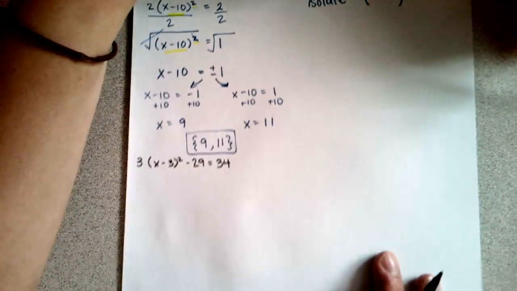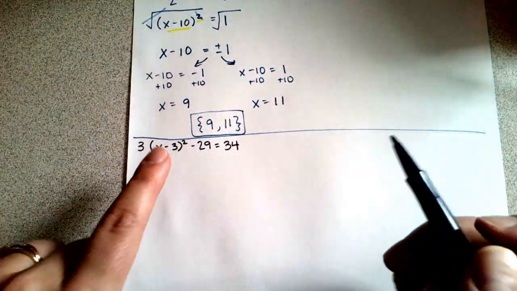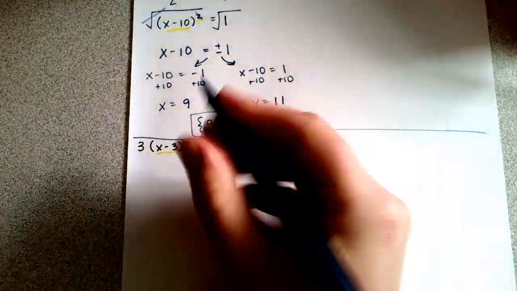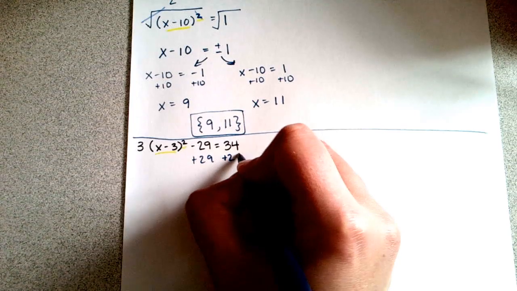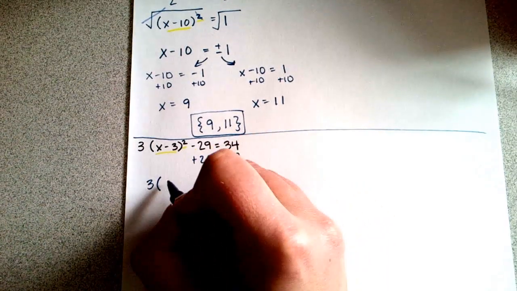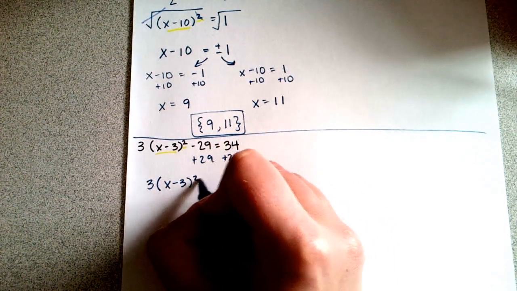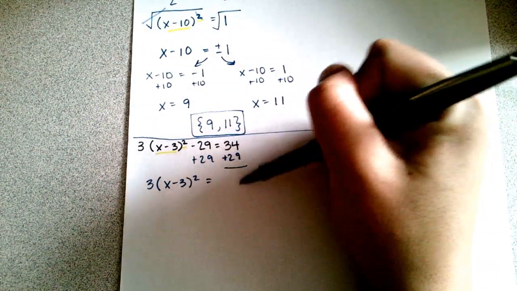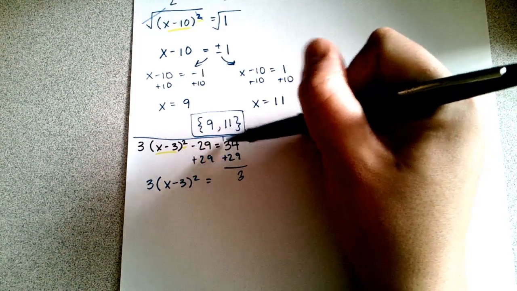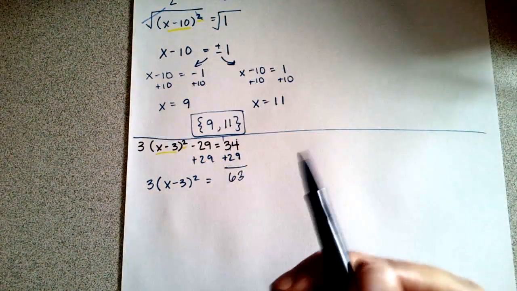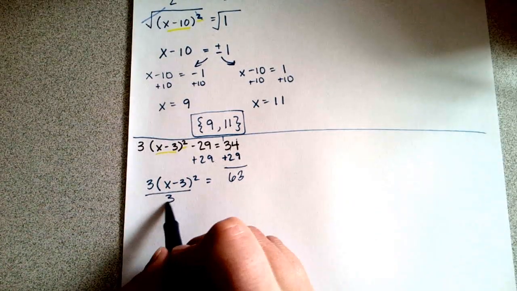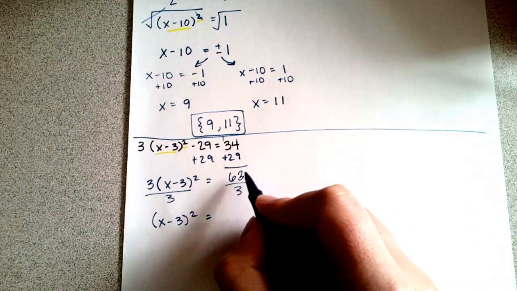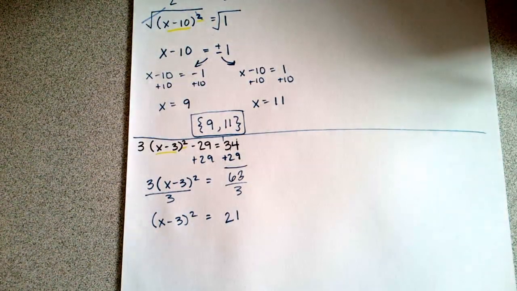Okay, so this next problem, we need to get the parentheses squared by itself. So first, you need to add 29 to both sides. And we have 3 times (x minus 3) squared equals, let's see, what is that? 9 plus 4 is 13, that's 63. Then we need to divide both sides by 3, and you get (x minus 3) squared equals 21.